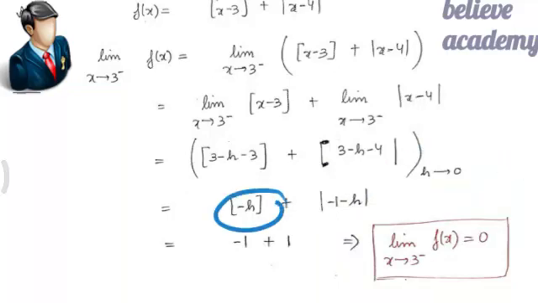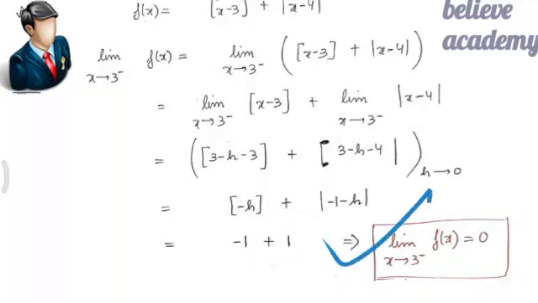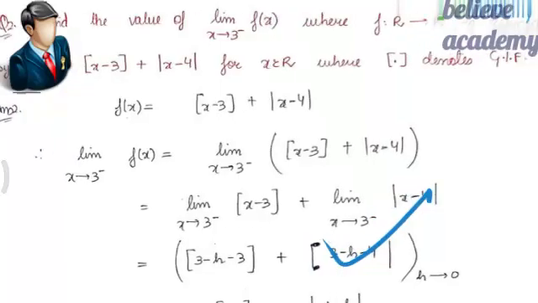So h tends to 0 means what? So we get minus 0 point something, like 0.00001. So that would basically be a quantity which is less than 0. So that would be equal to minus 1 as the greatest integer. Similarly, here we get the value as modulus of minus 1. So that will be equal to 1. So basically the limit comes out to be equal to 0. That is the left hand side limit comes out to be equal to 0.